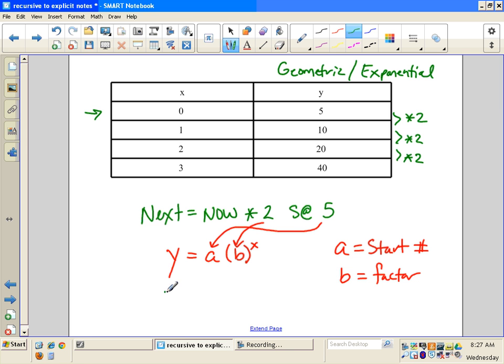So this becomes y equals, I'm starting with 5 things, and I'm going to multiply it by 2, because I'm doubling it, and that's to the x power. And make sure that x is an exponent, so it has to be smaller, it has to be up in the exponent position. Don't be confusing and have it bigger and down low.